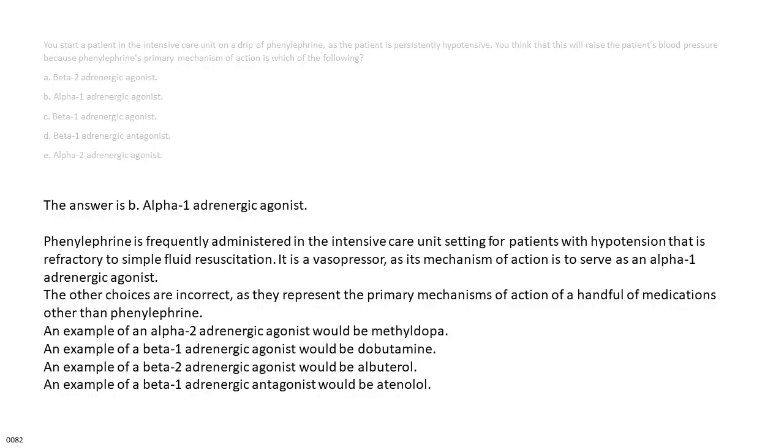The answer is B. Alpha-1 adrenergic agonist. Phenylephrine is frequently administered in the intensive care unit setting for patients with hypotension that is refractory to simple fluid resuscitation. It is a vasopressor, as its mechanism of action is to serve as an alpha-1 adrenergic agonist. The other choices are incorrect, as they represent the primary mechanisms of action of other medications. An example of an alpha-2 adrenergic agonist would be methyldopa. An example of a beta-1 adrenergic agonist would be dobutamine. An example of a beta-2 adrenergic agonist would be albuterol. An example of a beta-1 adrenergic antagonist would be atenolol.